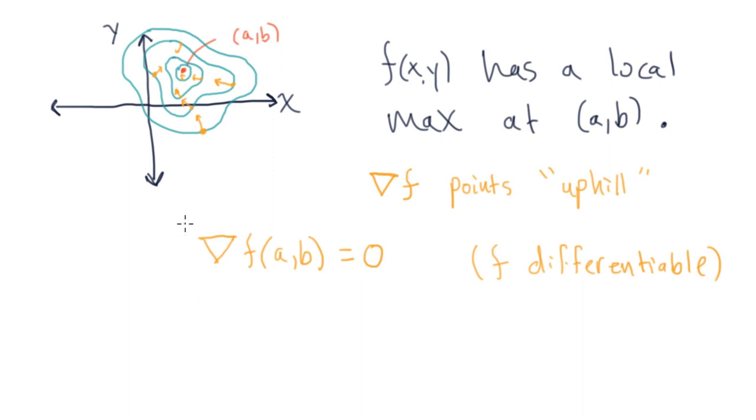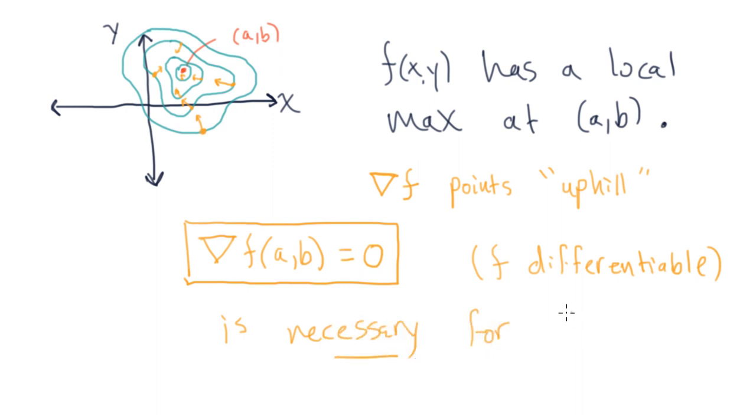So what we see is that the gradient being 0 for a differentiable function is going to be necessary for f to have either a local max or local min. Just like in Calc 1, the derivative being 0 didn't guarantee that the point was a local max or a local min. But what it did give us is candidates to see whether or not points were local max or local min.